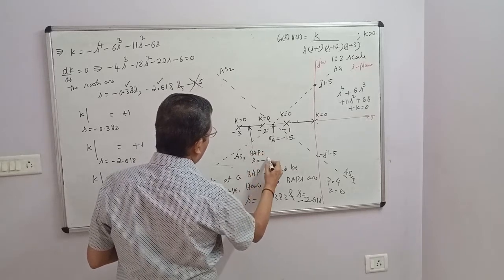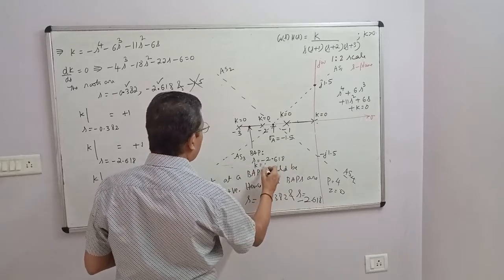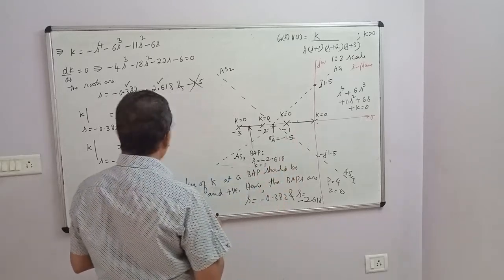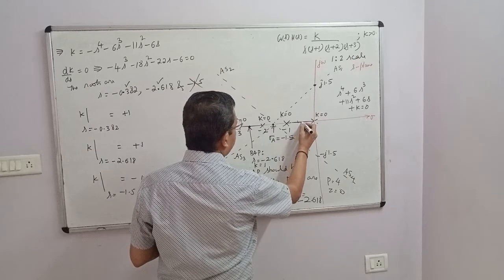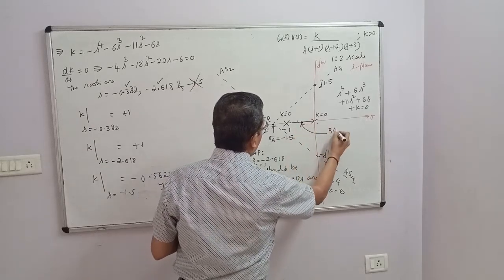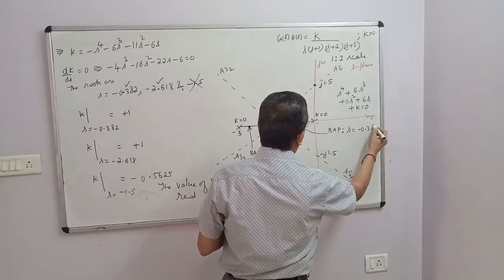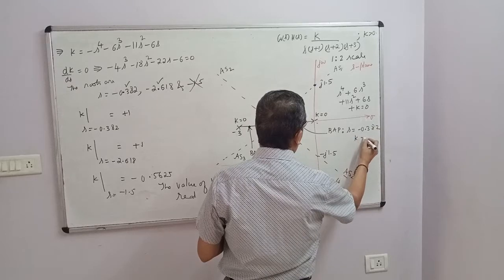S is equal to minus 2.618. Value of k is 1. This other breakaway point is minus 0.382. This is the breakaway point, which is s is equal to minus 0.382. Value of k over there is 1.